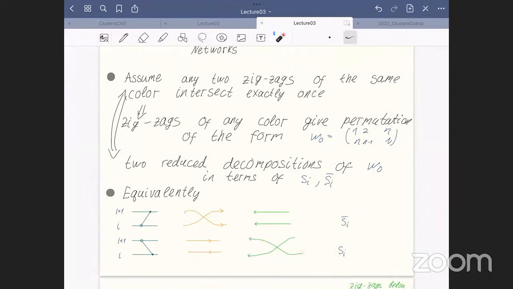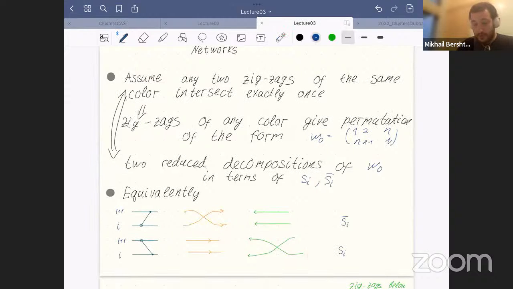But how is this related to intersections? If we permute them, we don't change the situation. You permute. So here you have a zigzag. Here zigzag number i was below zigzag number i plus 1, and after this s_i, after this intersection, the order will be opposite. This is what permutation does.